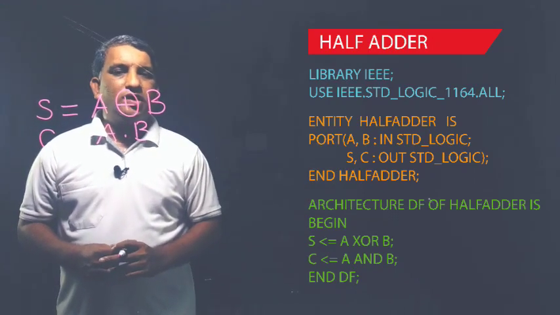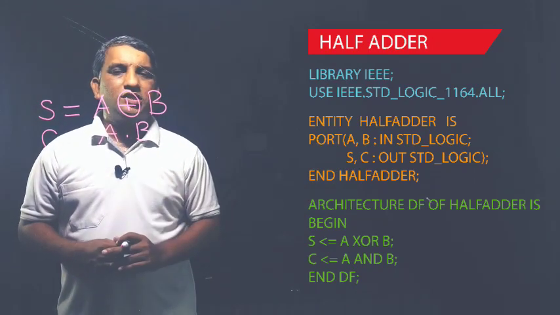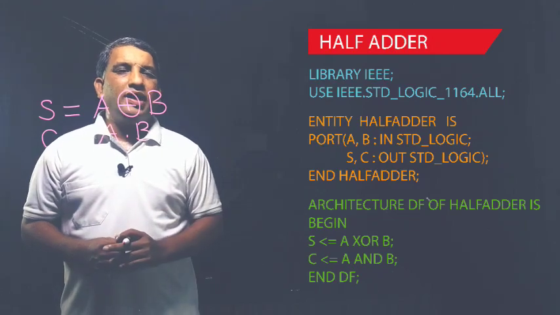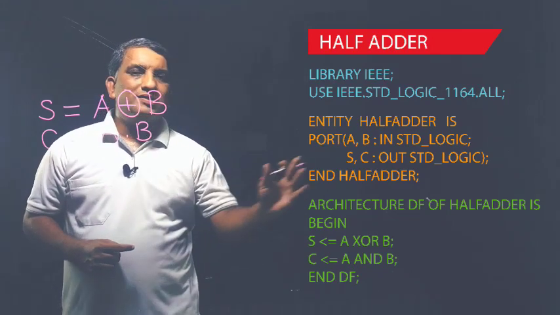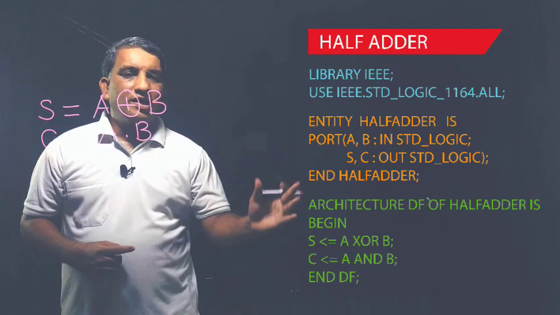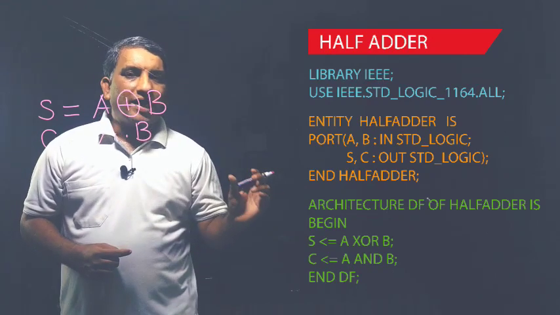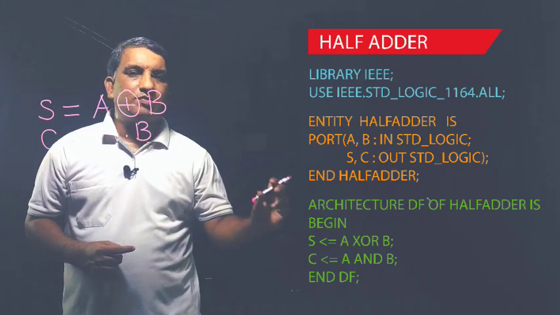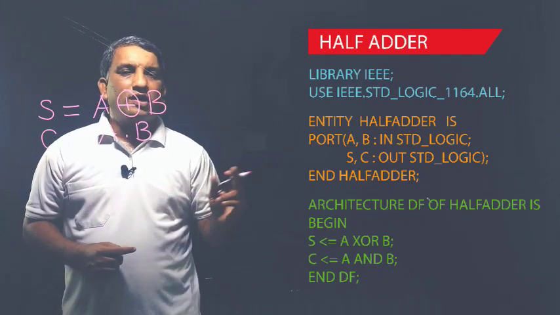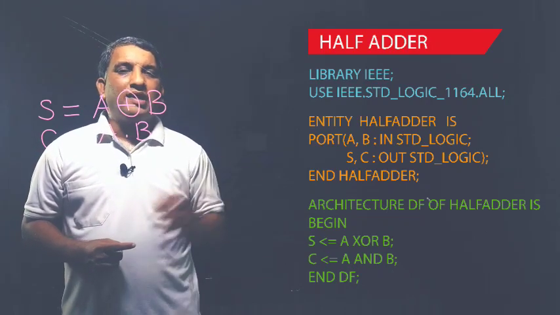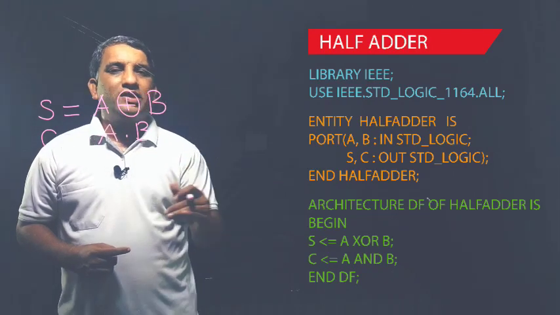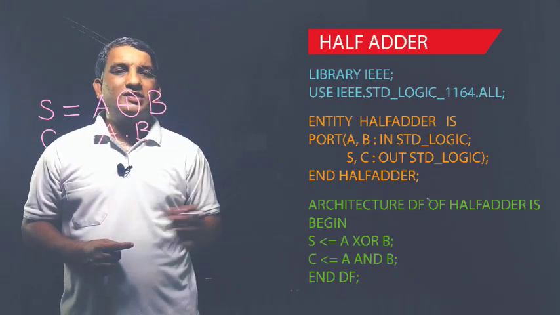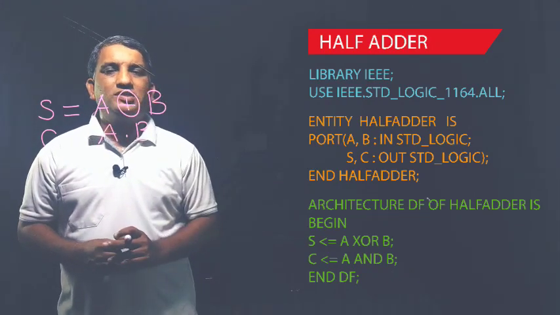XOR is the keyword to perform the XORing operation between A and B. So A XOR B, then semicolon. What will it do here? The XORing operation on the A and B variables, or you can say the signals, will be performed, and that output will be assigned to the S variable. So that is the significance of the assignment operator.